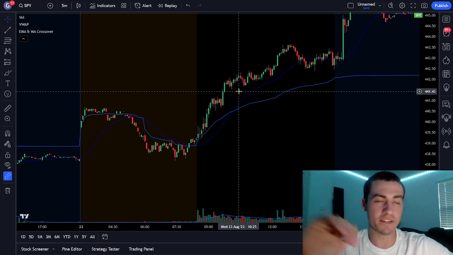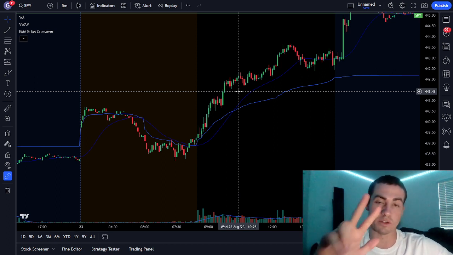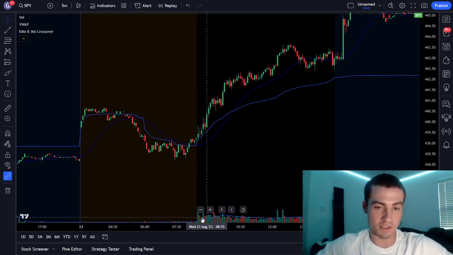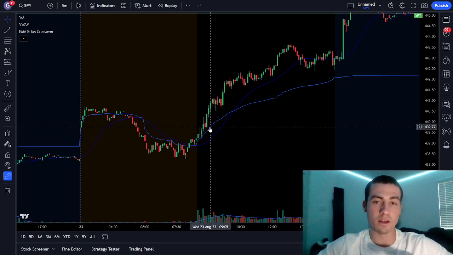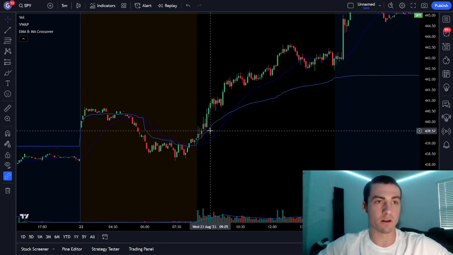Price must be above it for calls and below it for puts. So now we have three criteria. Price has to be above this blue line for volume to enter your put into your trade. Has to be above the VWAP and above the EMA. All right. So if all three of these are met for calls, we're in calls. Okay. But there's still more.